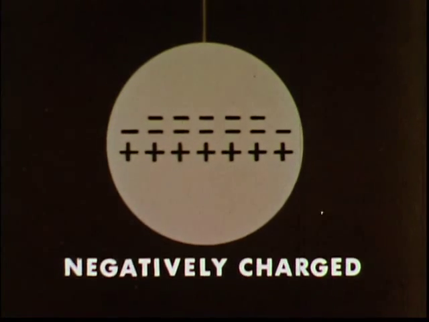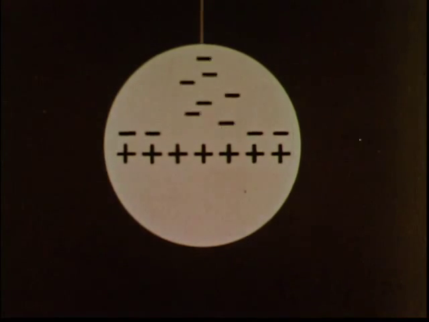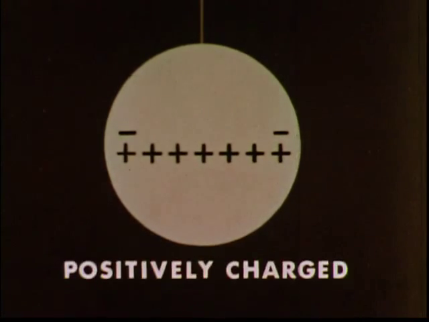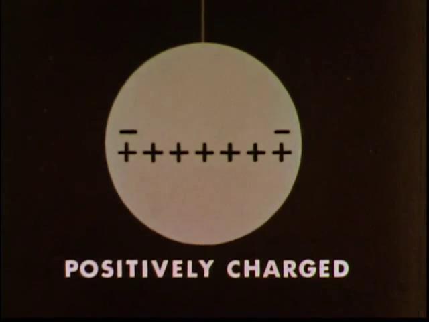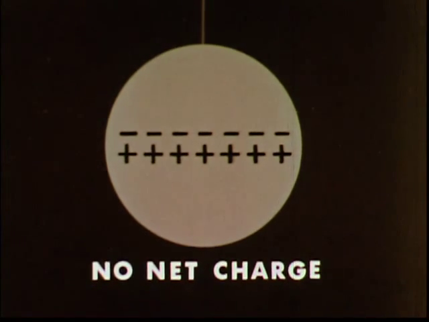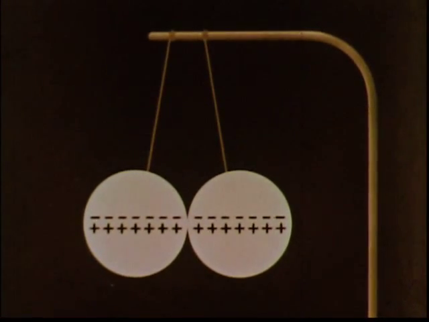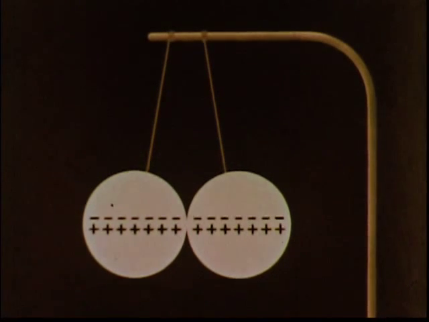If we add more electrons, the sphere is said to become negatively charged. It holds more electrons than protons. If we remove electrons, it can become positively charged. Now there are more protons present than electrons. An object which contains an equal number of electrons and protons has no net charge. It is uncharged.